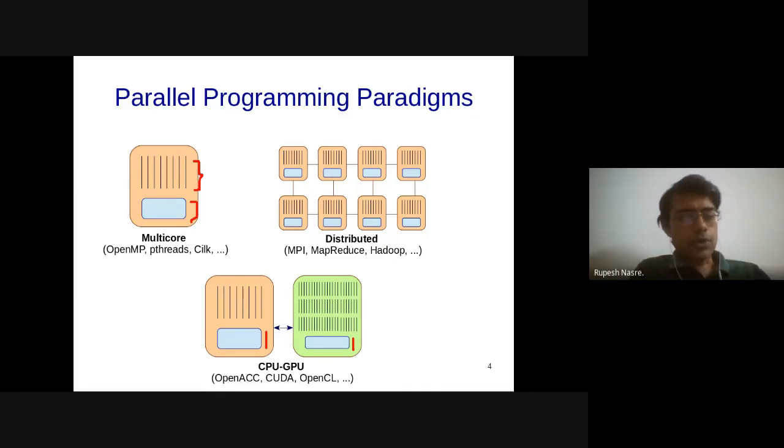Therefore, it is called a host. The GPU is typically called a device. Right? So we sometimes say CPU GPU computation or host device communication, like that. So that is also just a nomenclature.